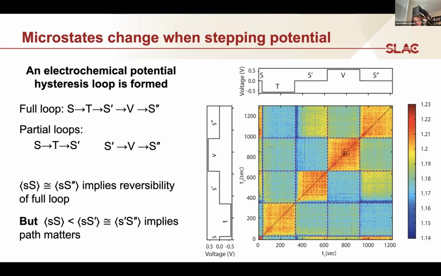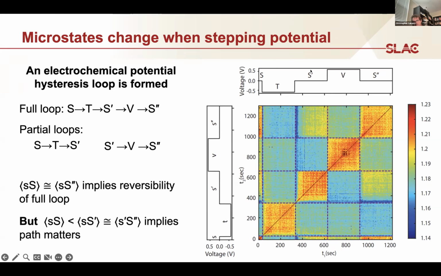What we find is that, going from S all the way to S double prime, from this little region here where we see the most intense red, we actually have the highest correlation over here once we go back to S double prime. And so that's what this implies. That means that somehow this path dependence is giving us some sort of, I'll call it, electrochemical hysteresis loop in the material.